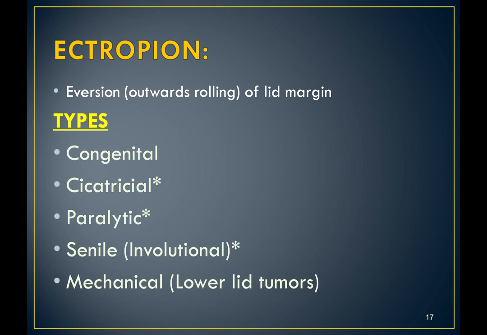Now coming back to the next topic, ectropion. Ectropion is defined as eversion or outward rolling of the eyelid margins. Again, it is of different types. Congenital, that is the baby born with it. Cicatricial is the most common. Then paralytic, senile, and mechanical. We will discuss one by one.